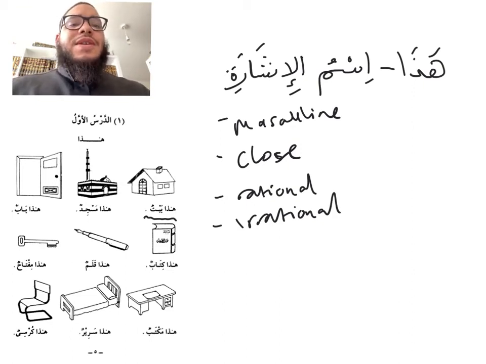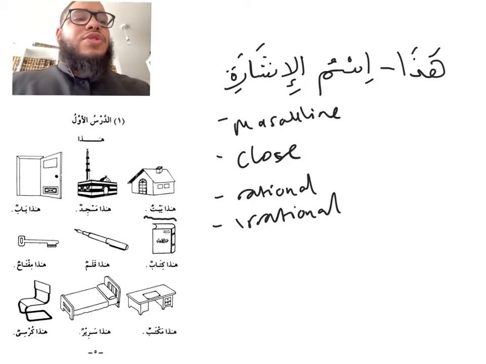هذا باب, this is a door. هذا كتاب, this is a book. هذا قلم, this is a pen. هذا مفتاح, this is a key. هذا مكتب, this is a desk. هذا سرير, this is a bed. هذا كرسي. So as you can see, we have a number of nouns here.